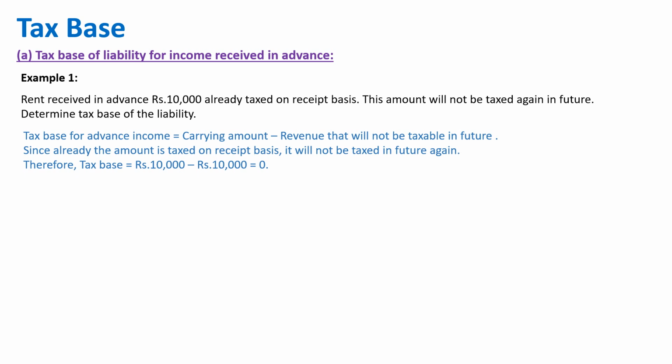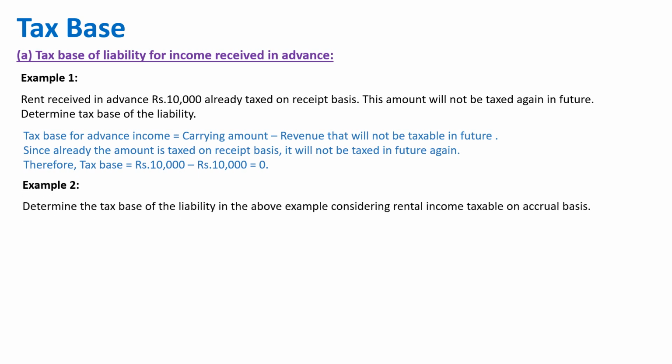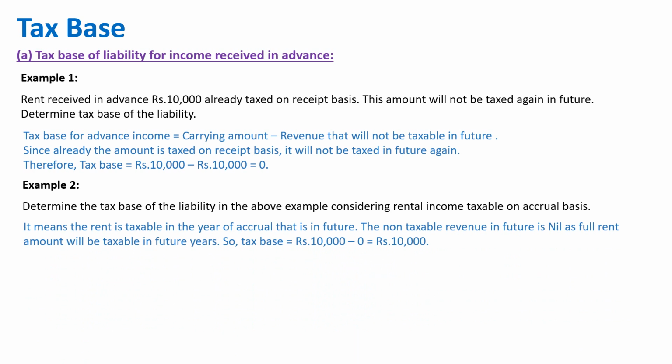Now, let's take another example. Determine the tax base of the liability in the above example considering rental income taxable on accrual basis. So we are changing the scenario. The first example is more about the receipt basis, and example 2 is on accrual basis. So what's happening here? It means the rent is taxable in the year of accrual, that is in future. The non-taxable revenue in future is nil, as full rent amount will be taxable in future years. So tax base is rupees 10,000 minus 0 equal to 10,000 rupees.